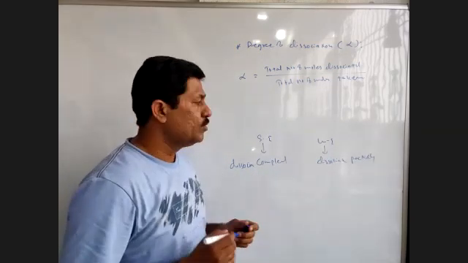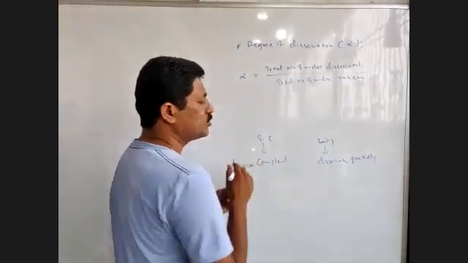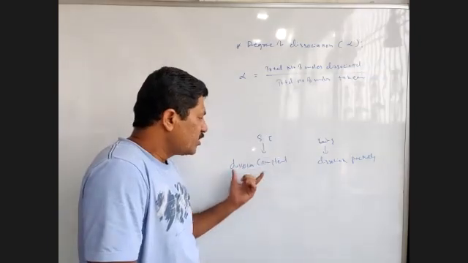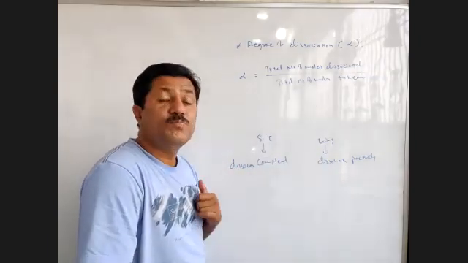Okay, so these are the weak electrolytes and these are the strong electrolytes. Strong electrolytes comprise strong acids, strong bases and salts. Strong electrolytes dissociate completely, weak electrolytes dissociate partially.